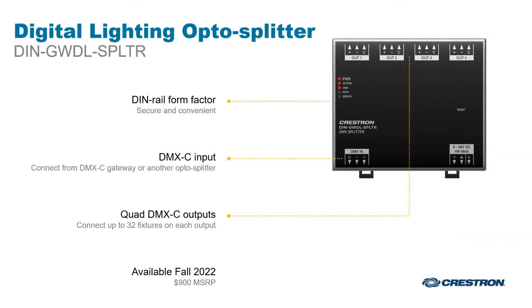To expand from 64 fixtures to 85 fixtures on a gateway, connect this splitter, the DIN GWDL SPLTR, to the DMX2 segment on the gateway. This will also expand the number of fixture segment outputs from 2 to 5. However, the maximum number of fixtures on a gateway splitter combination is still 85. The splitter requires a separate power supply. MSRP on the splitter is $900.